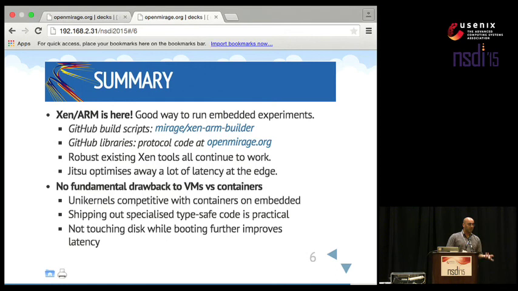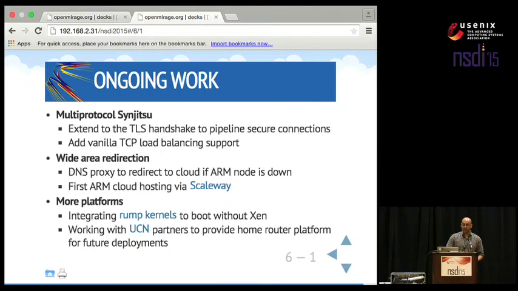We've been building more and more complex deployments, and we're pretty happy with this whole idea of starting from a clean slate library OS in a high-level language. Ongoing work, there's tons of work that I won't go into detail, but we're working on making Synjitsu multi-protocol so we can terminate TLS handshakes, so you can get even more benefit from the buffering, and also working on wide area redirection so that you can detect when ARM boxes go down and redirect to a cloud service or some other hierarchy, and also just working on increasing the number of platforms, including support for non-Xen-based hosts.